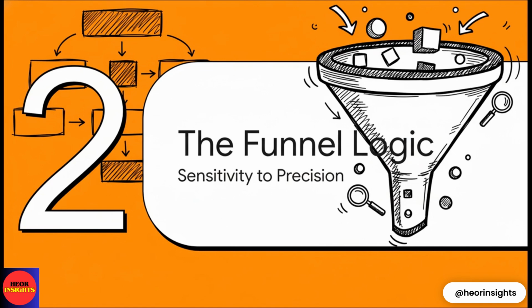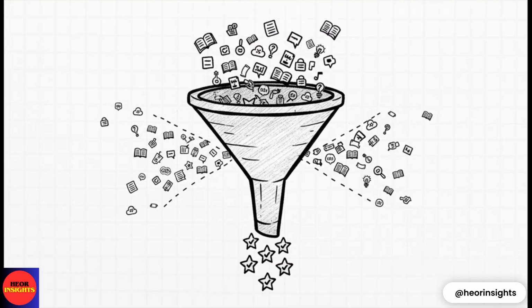The whole PRISMA process is guided by a concept known as the funnel logic. It's all about moving from a very high sensitivity to a very high precision. So, at the top of the funnel, your search is intentionally broad. You want to capture everything that could possibly be relevant. That's high sensitivity. Then, as you move down through the funnel, you apply these systematic filters, which weeds things out, leaving you with a small, very precise set of high-quality studies at the bottom that perfectly match your research question.